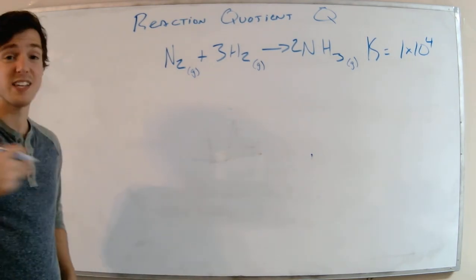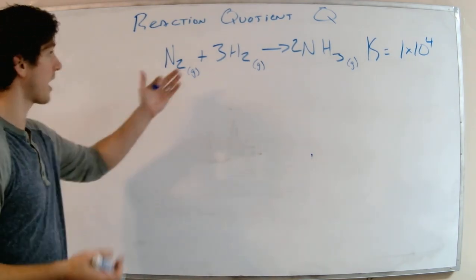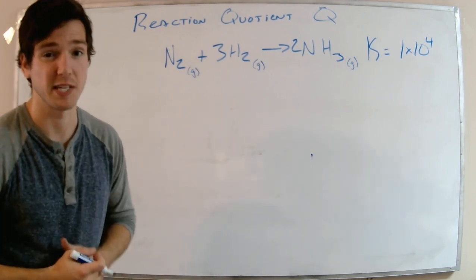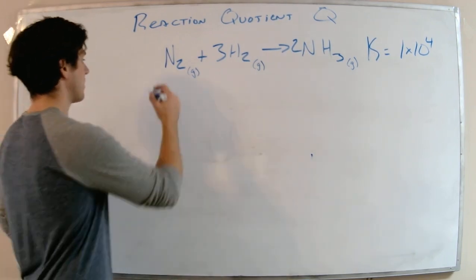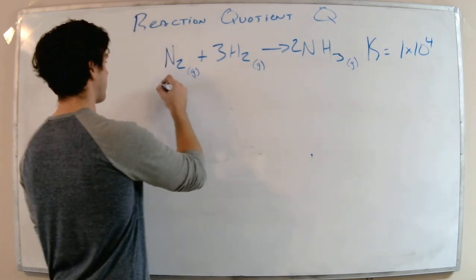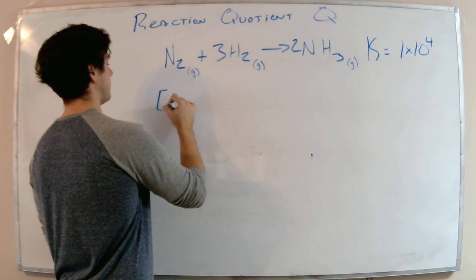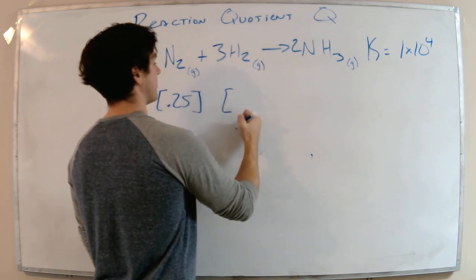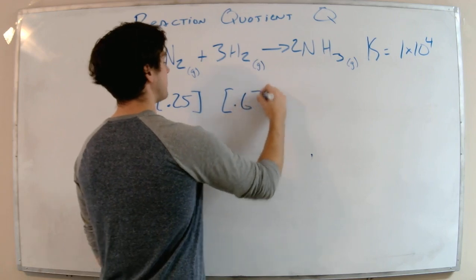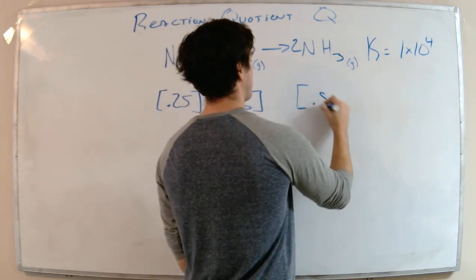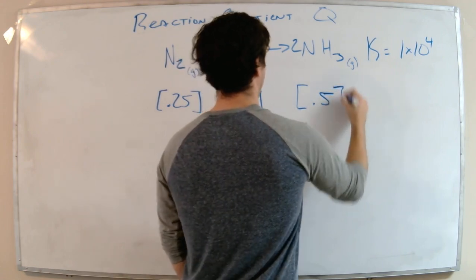So what I can do is I could give you a concentration for all these at a certain time. Let's just say they're all at the very beginning what the concentrations are. Let's say that the concentration for this N2, I don't know, let's just say it's 0.25. Let's say the concentration of H2 is 0.6. And let's say the concentration of this guy is 0.5.